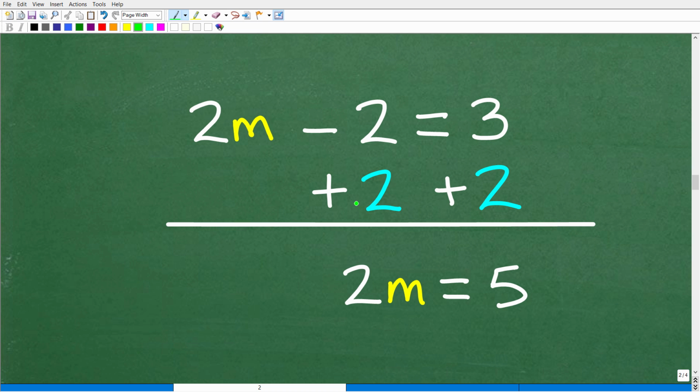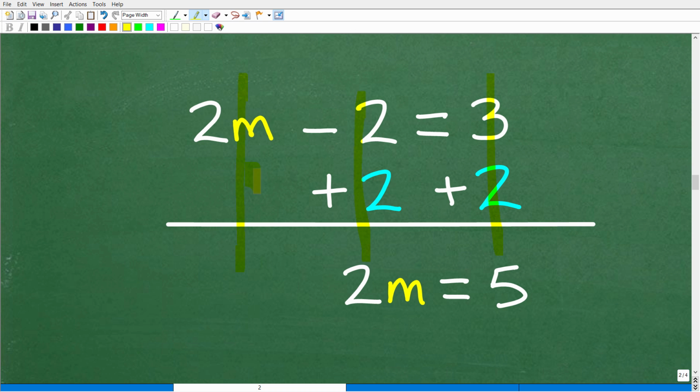So we're just going to add 2 to this minus 2. So we have 2m minus 2. If we add 2 to it, minus 2 plus 2 is 0. But remember, if I add 2 to the left-hand side of the equation, I have to add 2 to the right-hand side. And you want to write this in this format like so. This is the correct way to do it. And then you're going to add down in a column format.